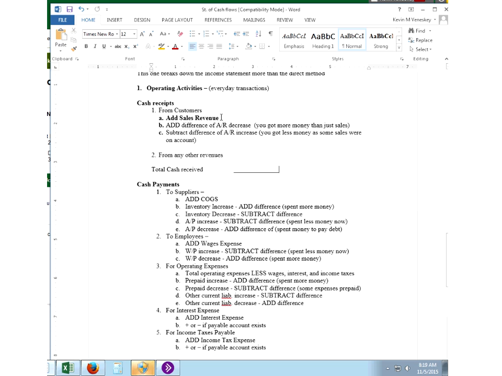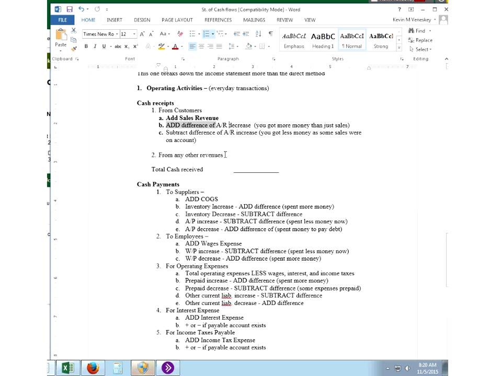This time, we're going to determine, where did our cash come from? The first item here is from our general customers, and the main place where our money is going to come from, what we want to look for, is our sales revenue. But we also should know that not all of our sales revenue comes in the form of cash. Sometimes when you make a sale, it's on account. So we're going to want to tweak the sales revenue number, very similar to what we did on the indirect method, by looking at whether the AR went up or down.